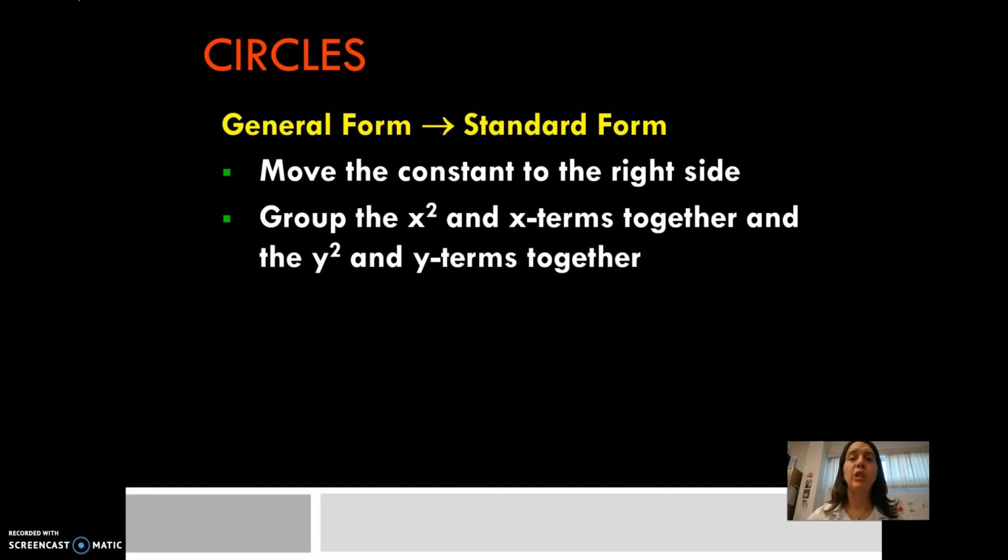After we do that, here's where we're finally going to get into that completing the square process, and we have to complete the square twice. Here's where I was mentioning that we take half of our coefficient and then square it, and then that number appears on both sides of our equation.